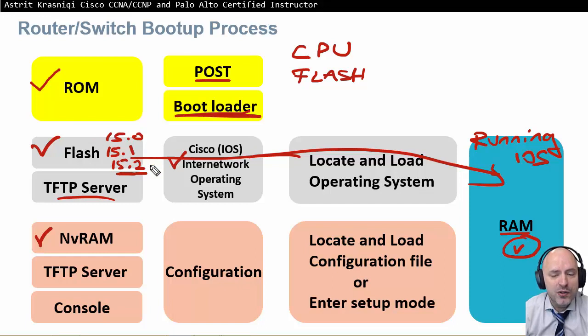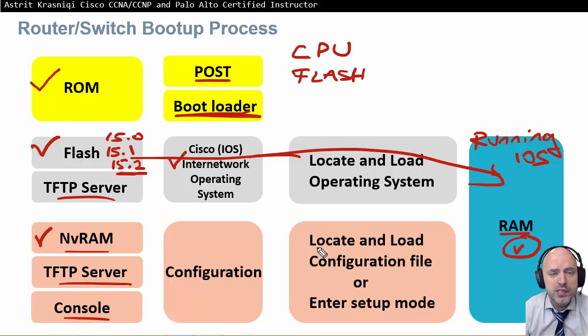After the IOS is booted and loaded into RAM, it will be handed over to the operating system, and then the operating system will load the startup configuration file. That could be located in NVRAM, on a TFTP server, or the console.